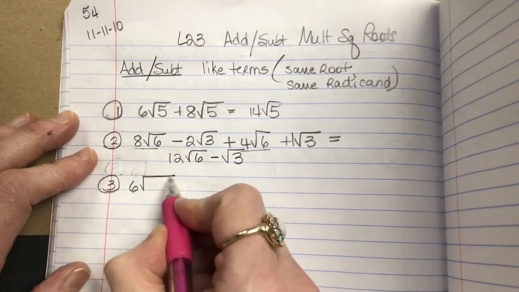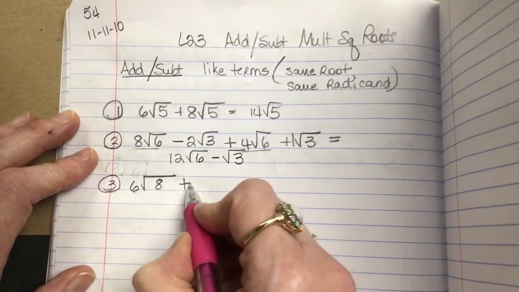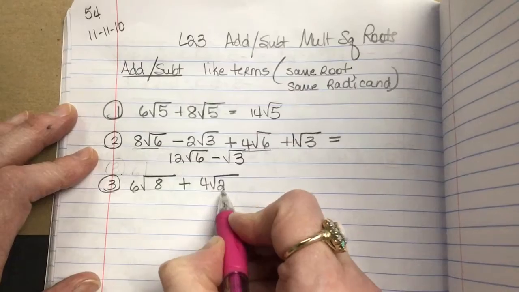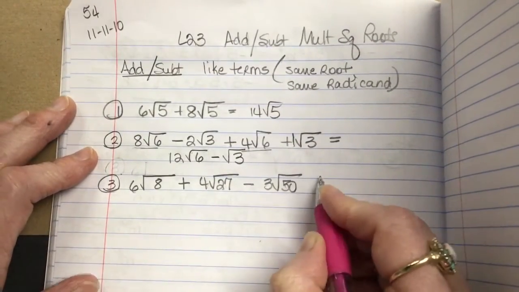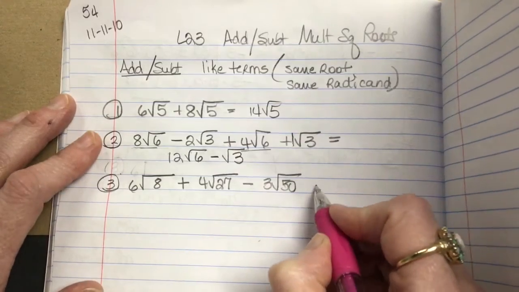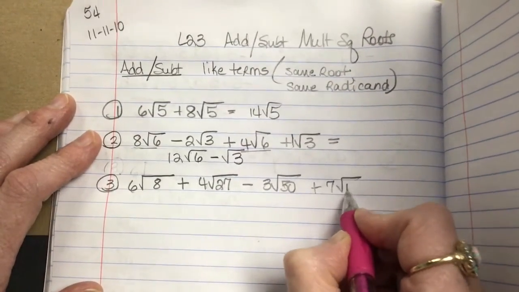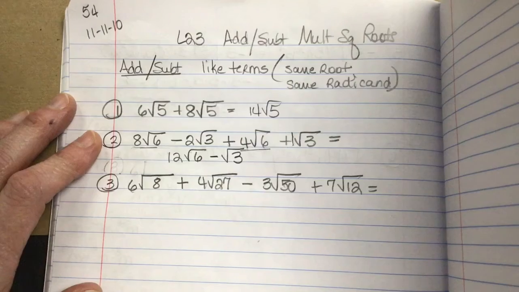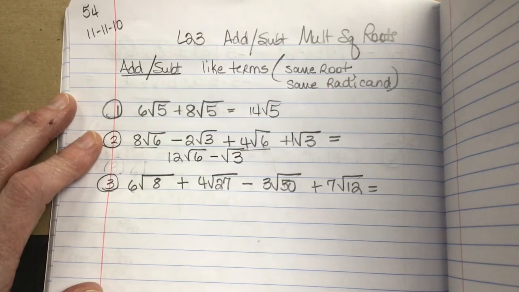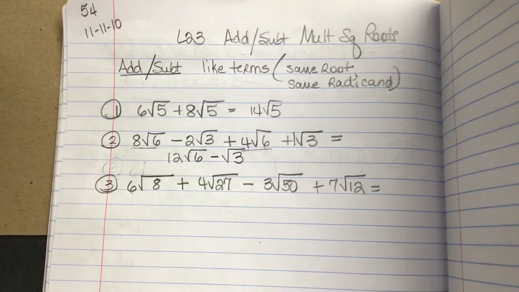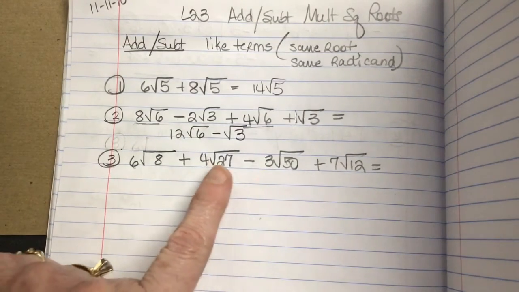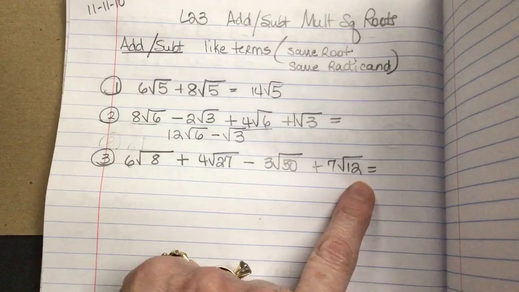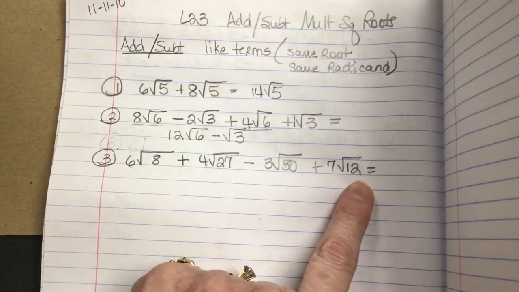Now, we probably didn't do them a little more involved. 6 square root of 8 plus 4 square root of 27 minus 3 square root of 50 plus 7 square root of 12. Now, I'm going to put more steps to this than you probably would. Most people would say you can't do anything to it, but if you start looking at these, every one of these will break down, like lesson 22.